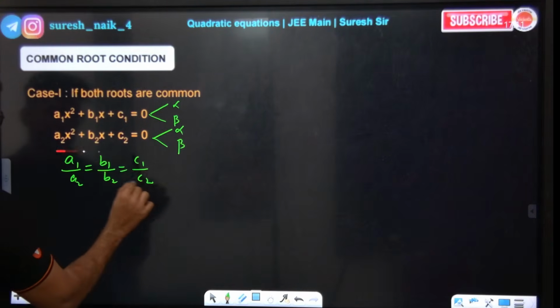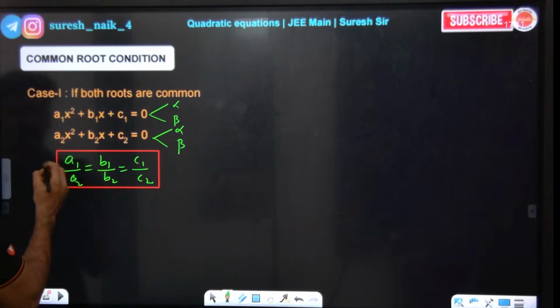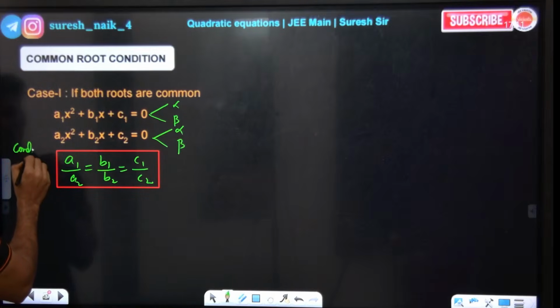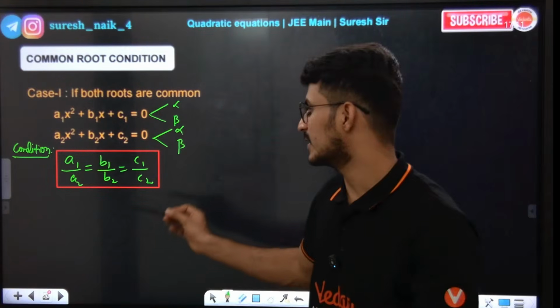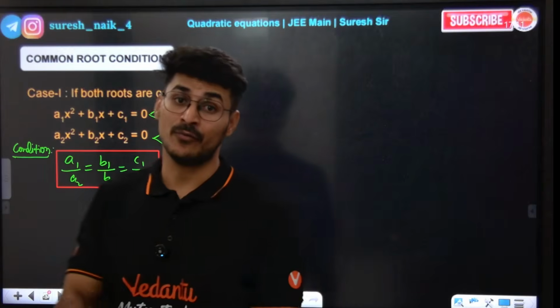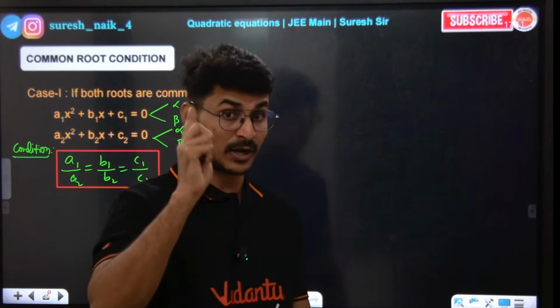Super sir. This is the condition for common roots. When both roots are in common, in the condition apply the formula. Okay sir, what if one root is in common? What if one root is in common?